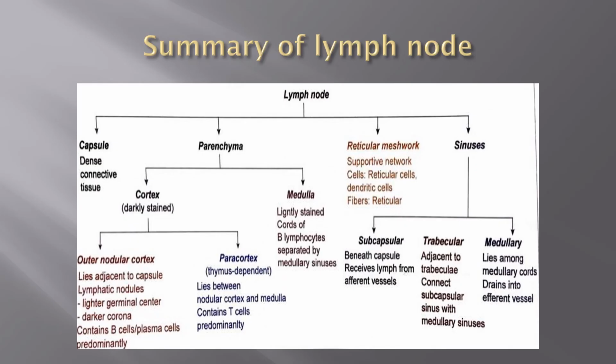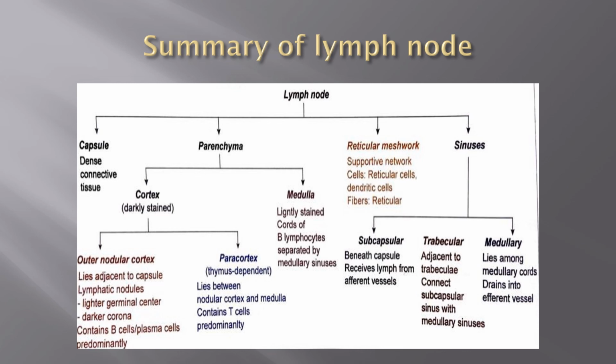Let us come to the summary of the lymph node. The lymph node consists of capsule, parenchyma, reticular meshwork and sinuses. The capsule is dense connective tissue. Then we have the parenchyma. In the parenchyma, we have the cortex and the medulla. The cortex is the outer darkly stained area which consists of the outer nodular cortex and the paracortex.